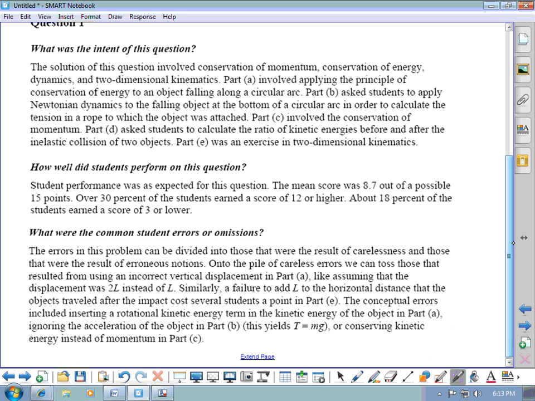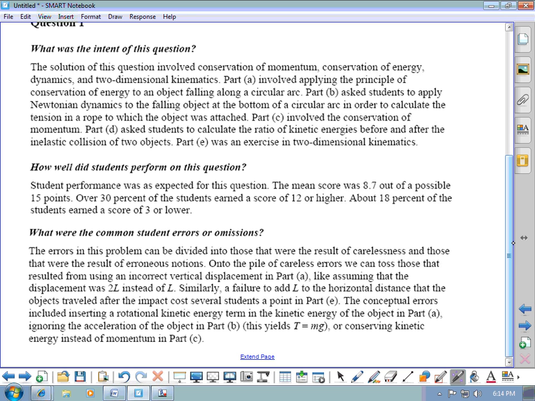How well did the students perform in this question? They said that it was as expected. The average score was 8.7 out of 15. So again, I've told you you're aiming for 9 or 10 points per question to be right on track. And so that would get you right around that average score. Over 30% of the students earned a 12 or higher. About 18% of the students earned a score of 3 or lower.